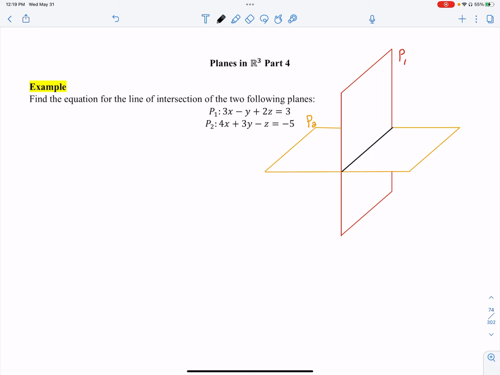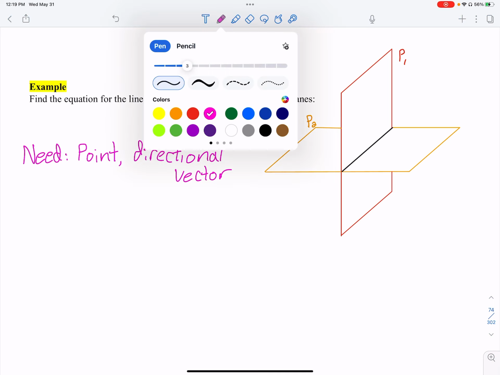We're going to use the information to come up with what we need. That's where I start every time. So let's write our need list. Okay, what we need for a line is a point and a directional vector that points in the direction of the line. Okay, so let's start thinking through this.